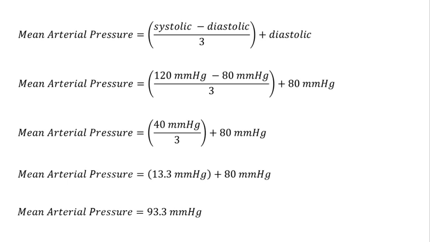A quick way to check your calculation is to see that the mean arterial pressure is higher than the diastolic pressure that we put into the equation, but lower than the systolic pressure that we put into the equation.